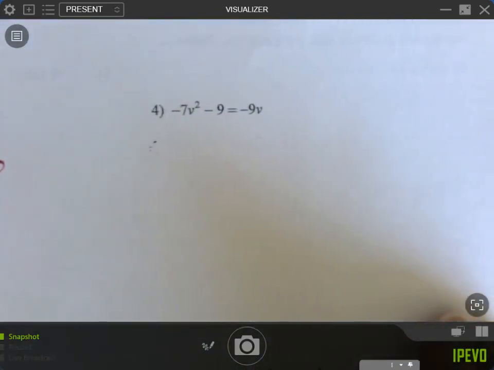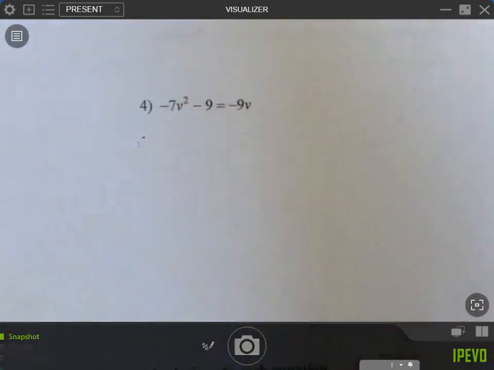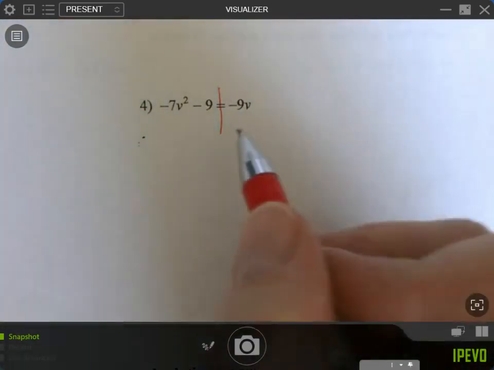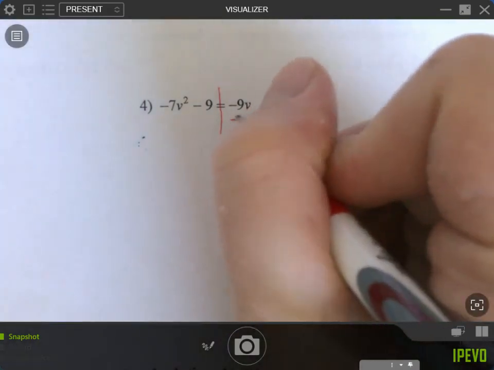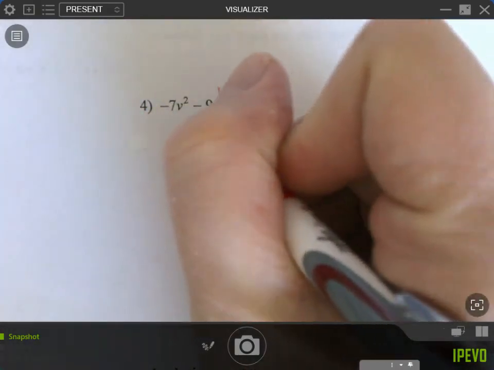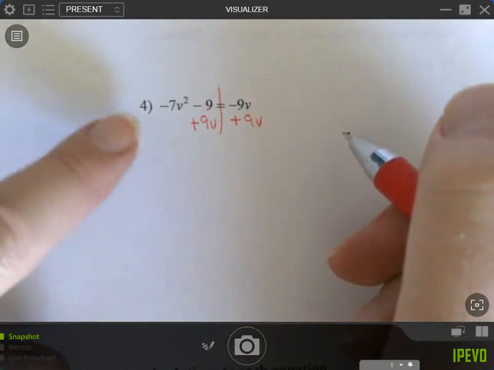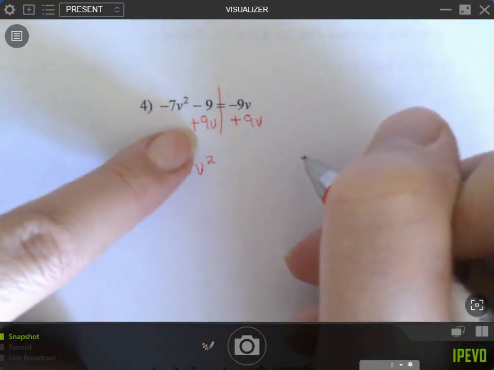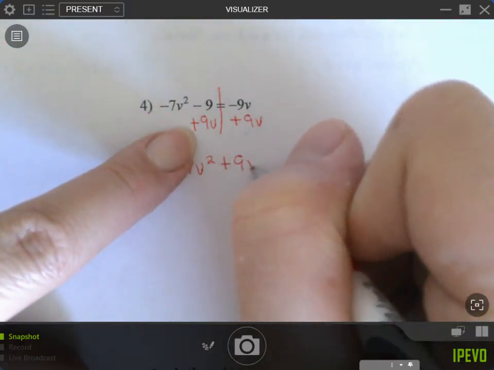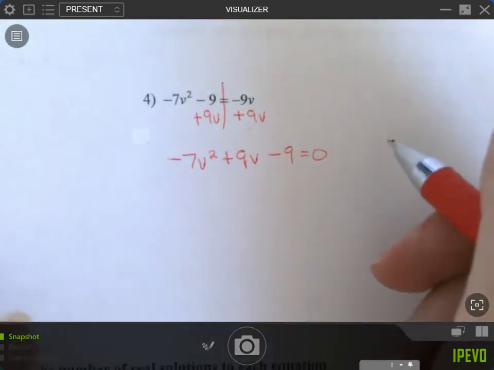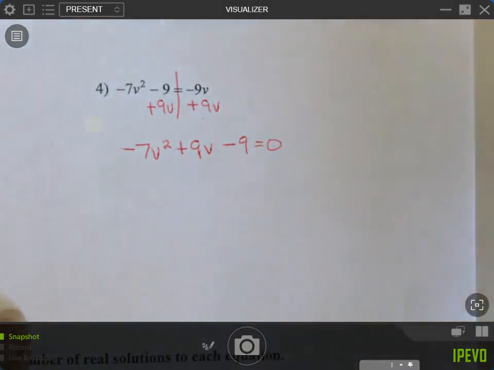I'm jumping over to number 4 with you. I want to set this equal to 0. When I go to do this, what do I want to move over? I want to add the 9v over. Now, are there any like terms with this 9v? See that they're not. So one of the problems that we were having is people not putting this in order. So the first thing I want is my v squared, -7v squared. The next thing I want is my v, so positive 9v, and then my constant, which is going to stay as -9 equals 0.